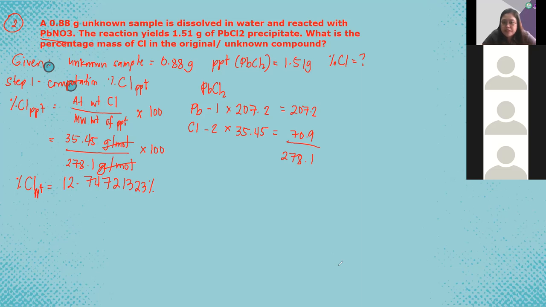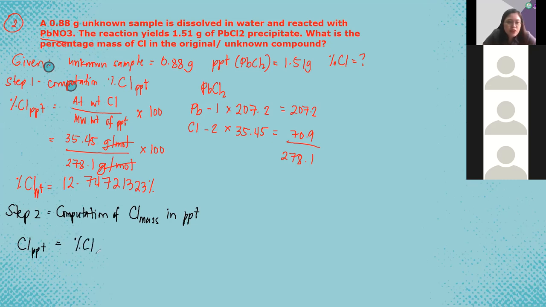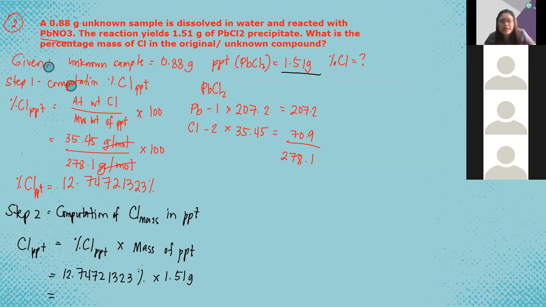Now, for step two, let me change the color of my pen para hindi na malito. Step two is the computation of the chloride mass in precipitate. So, what is our formula? Chloride in precipitate is equal to the percent of chloride in the precipitate times the mass mismo of the precipitate. So, itong percent chloride sa precipitate, ito yung nakuha natin sa step 1. 12.7472133% times the mass of the precipitate, it is given in the problem, it's 1.51 grams. So, sa pag-multiply class, remember this is in percent, hindi mo siya pwedeng i-multiply diretso. Gawin mo muna siyang decimal. So, how are you going to make that sa decimal? I-divide mo lang siya sa 100.